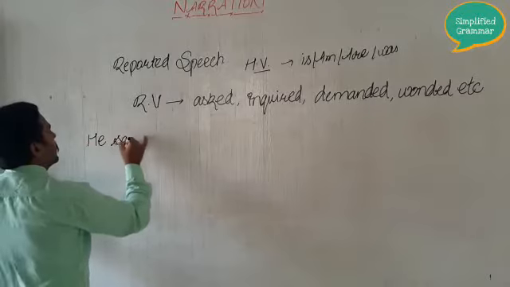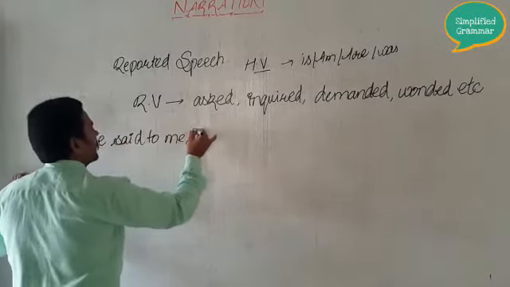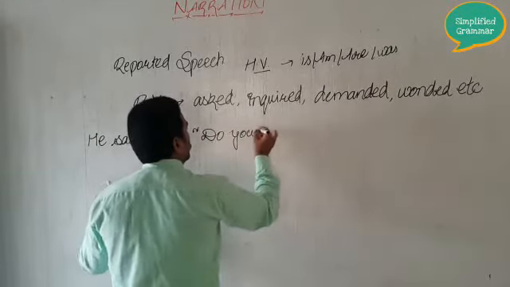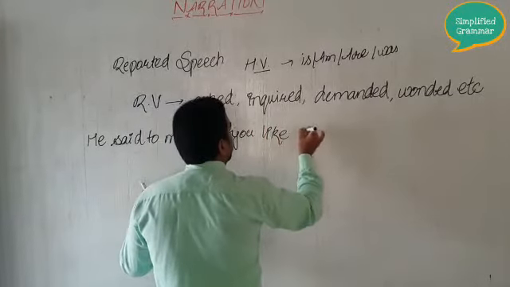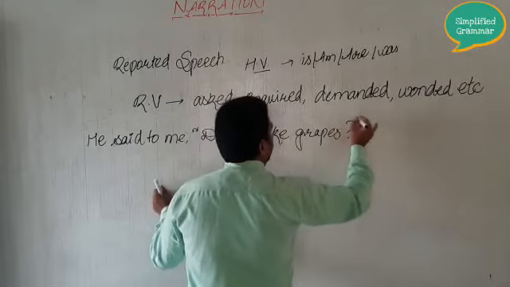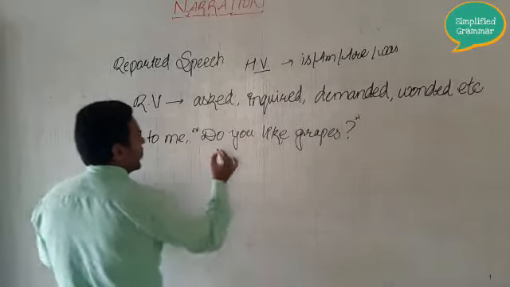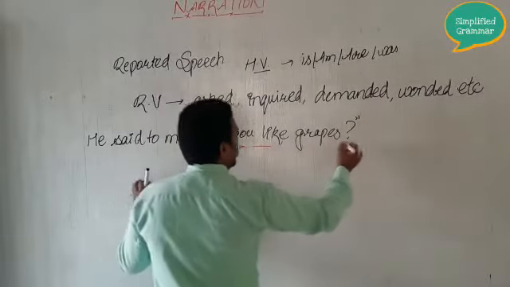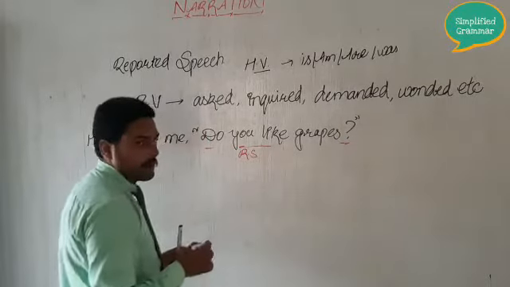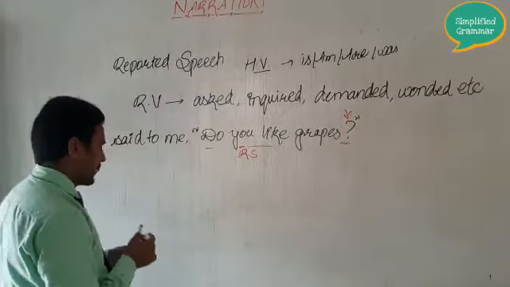He said to me, double inverted commas begin, "Do you like grapes?" Question mark, double inverted commas close. So dear students, you can see here your reported speech is in the interrogative form or interrogative sentence. This is your reported speech. How? You can see there is a question mark at the end of this sentence.